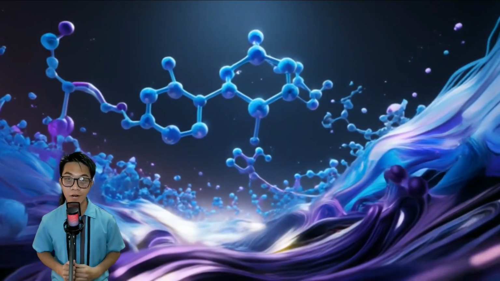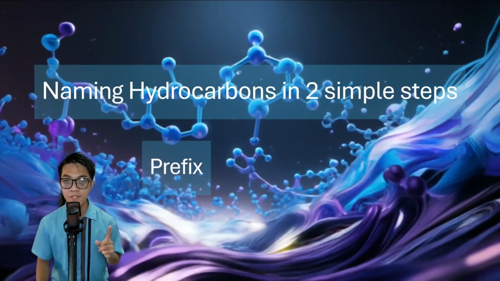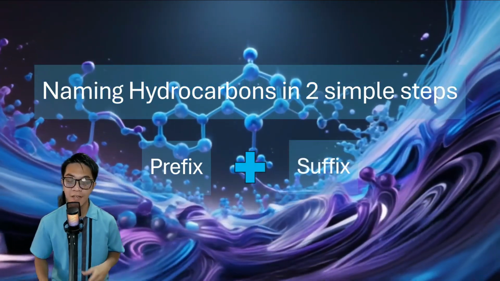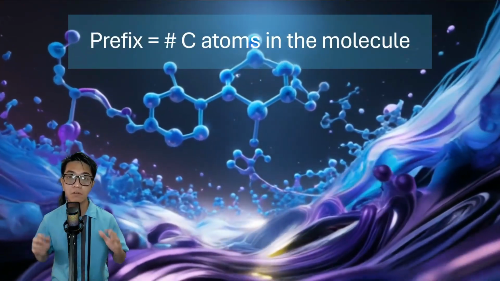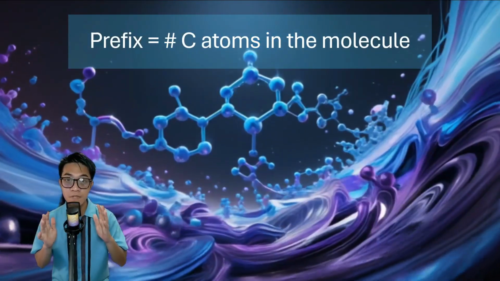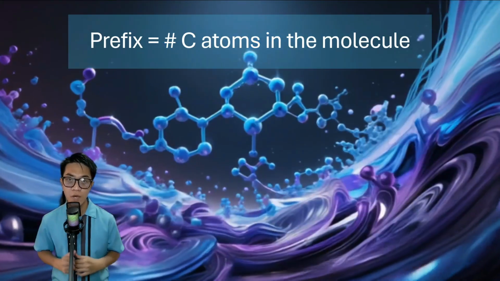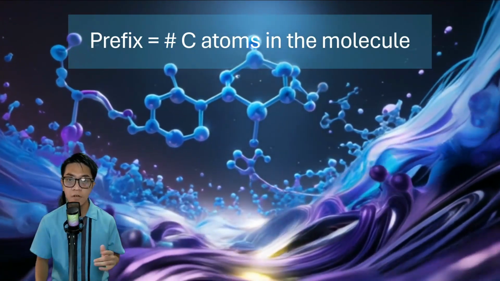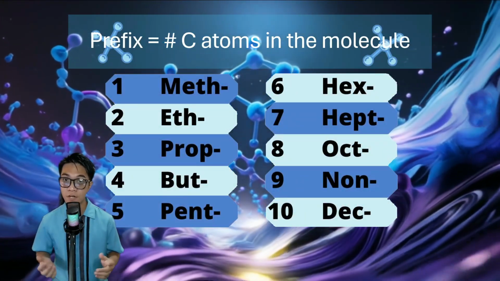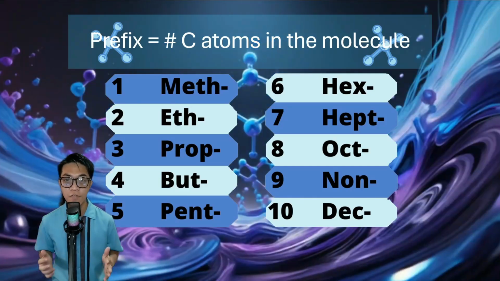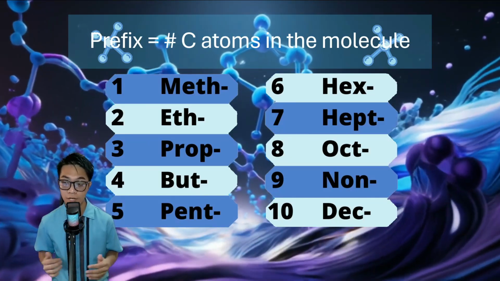In naming our hydrocarbons, we have to follow two simple steps, and this will be the prefix plus the suffix. Now, the prefix of our hydrocarbons are mainly dependent on the number of carbon atoms that is contained in a specific hydrocarbon molecule. And in order to do this, we also have to take note or familiarize ourselves with the following Greek prefixes as we will be using them along the way. And these are the following: meth, eth, prop, but, pent, hex, hept, oct, non, and dec, and so on and so forth.